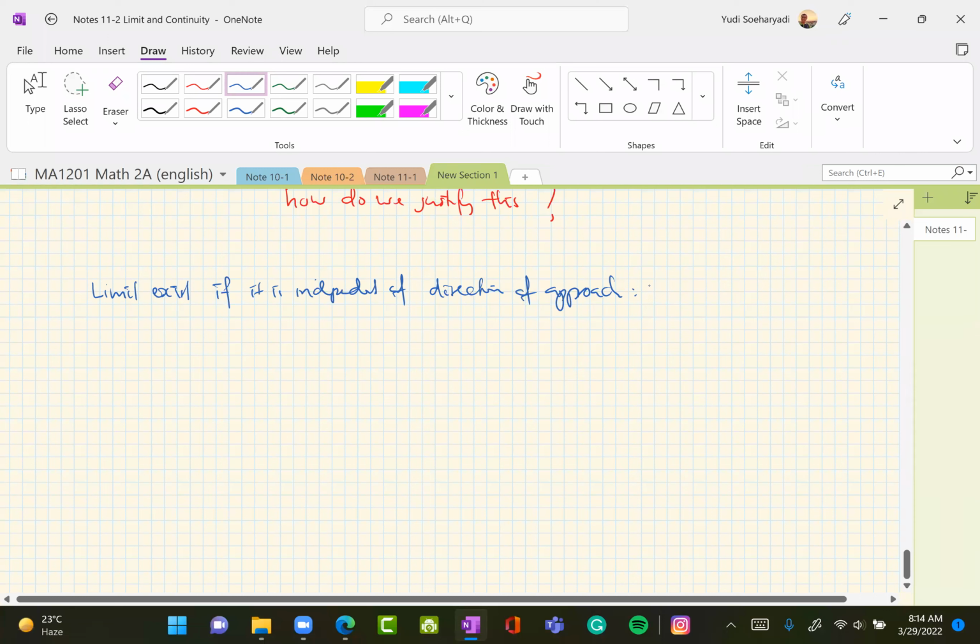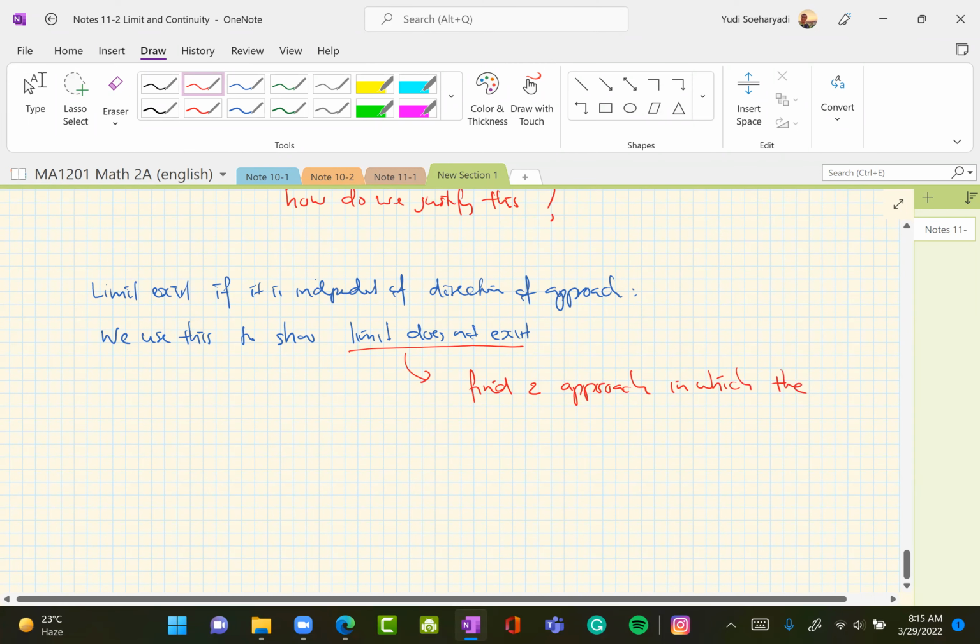So in fact, in this case it is simpler to disprove that the limit exists. To show the limit doesn't exist: how to show it? Find two approaches in which the results are different.